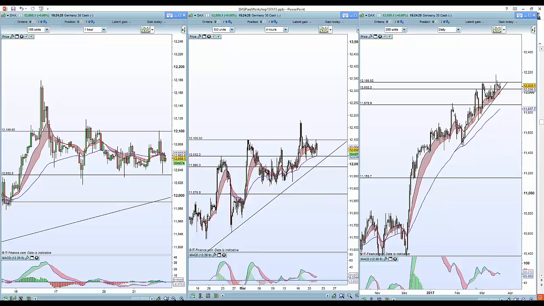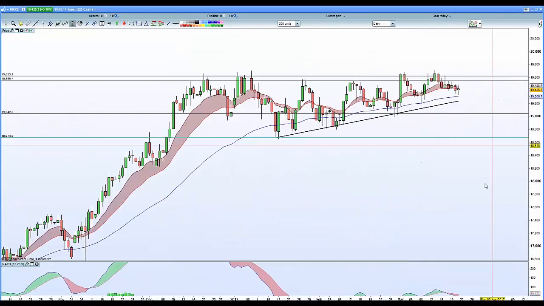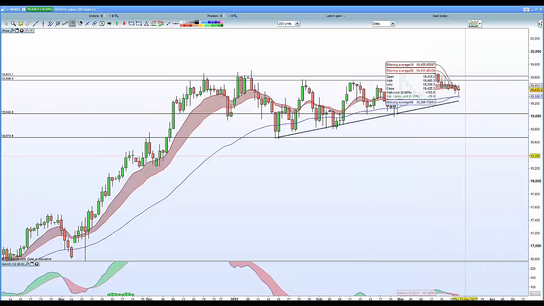Let's see what's next. Let's go to Japan. Nikkei 225 has been doing nothing for the past 2 weeks. Over the past 2 weeks I was talking about how we're trading along this range. I haven't redrawn this line from 2 weeks ago, and it's still doing the same.